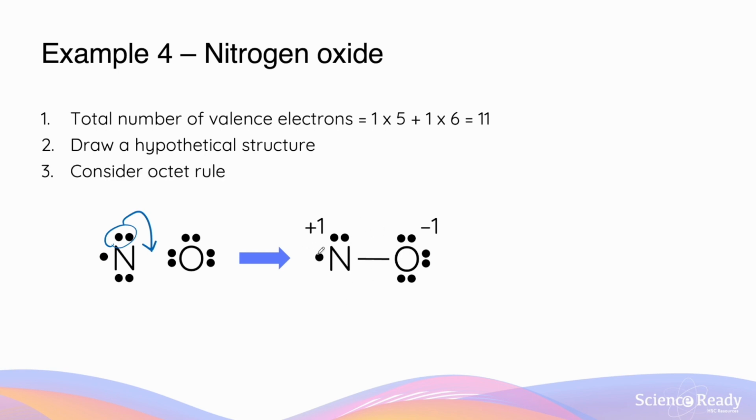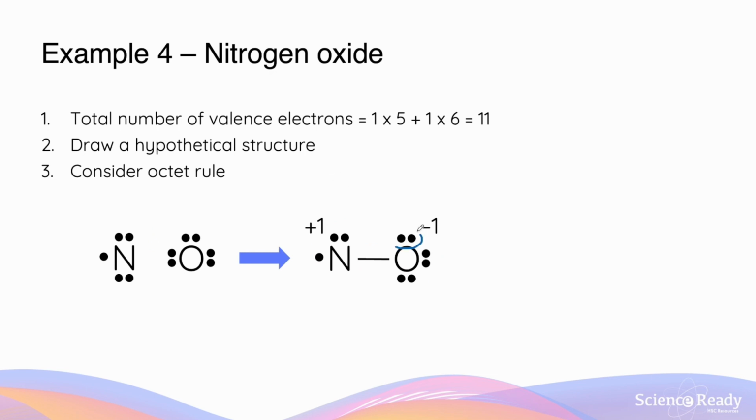The next step is to consider the octet rule for every atom. For nitrogen, we have 3 non-bonding electrons and 2 electrons that are in a bond. This gives us a total of 5 electrons, which means the nitrogen atom has not yet reached the octet rule. The oxygen atom, on the other hand, has 6 non-bonding electrons and again 2 in the covalent bond. So it has achieved the octet rule. So how do we help the nitrogen achieve a fully occupied outermost shell?